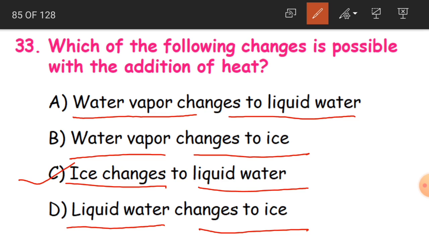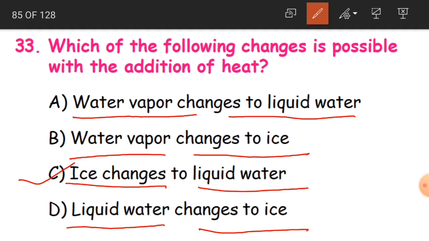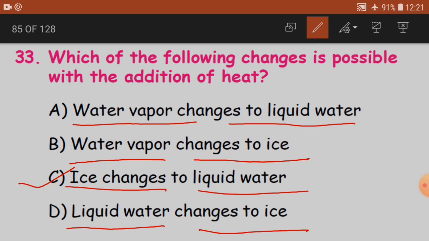It is not only about heating. Even at room temperature, if the ice is exposed, it is going to melt as water. And water is again a liquid. So C is the correct answer. The others, water vapor changes to ice and so on, are all wrong. So C is the correct answer. Clear, children?